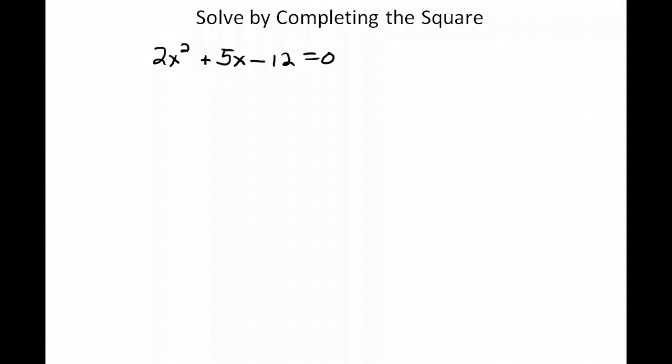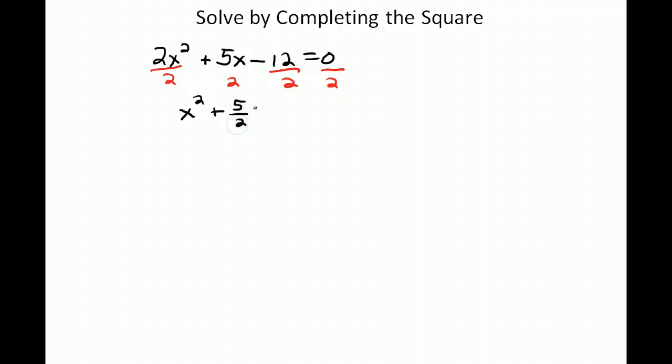All right, this is the same problem that we solved by factoring. So we already know what the answer is going to be like. We're going to solve it this time, though, by completing the square. The first thing you need to remember is that when you solve by completing the square, you must have a coefficient of 1 in front of the x squared. If you don't, divide through by whatever that coefficient is all the way on both sides so that you now have just an x squared.